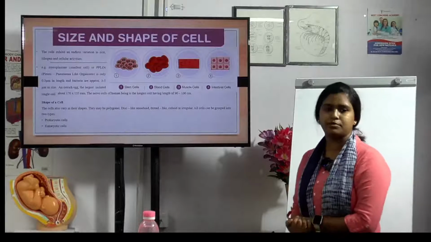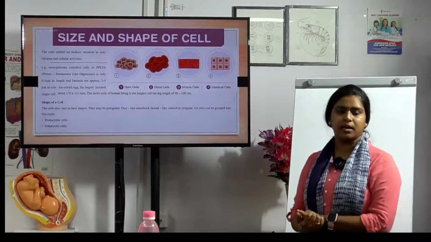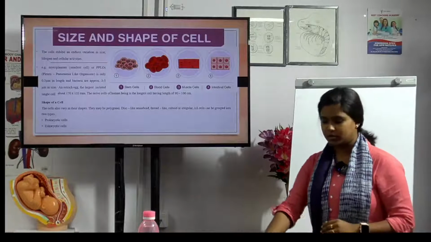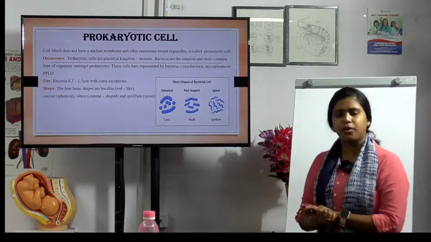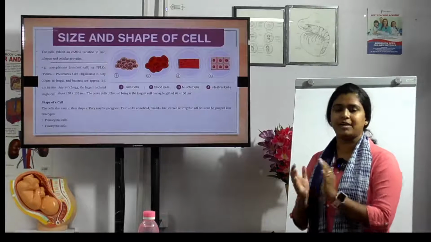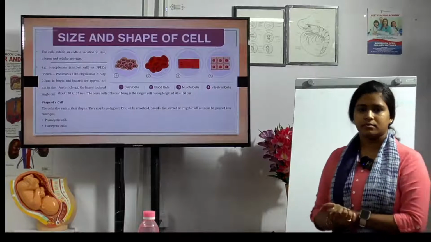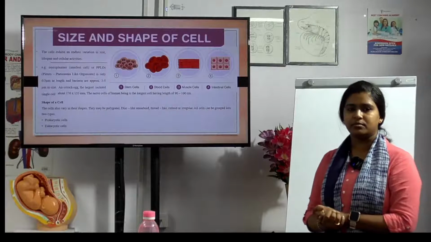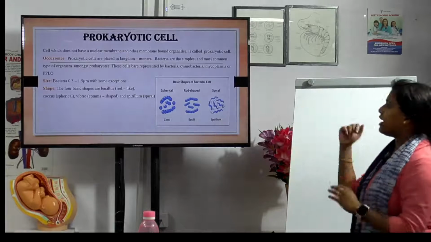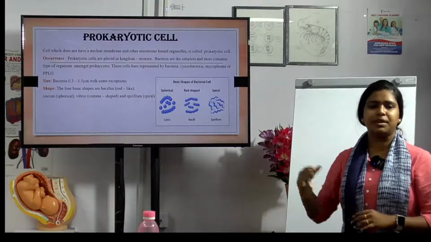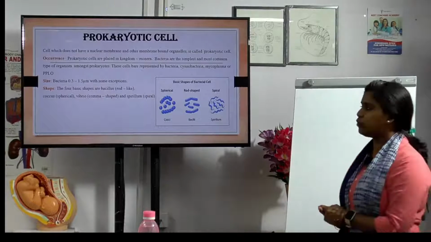There are two types of cells. Cells are divided into two types: one is prokaryotic, the other is eukaryotic. Now we'll see what prokaryotes are. What is the difference between prokaryotes and eukaryotes? The cell membrane? Yes, the main difference is the nucleus. In prokaryotes there will be no nucleus, whereas eukaryotes have a nucleus.